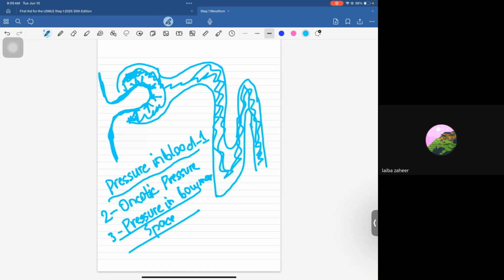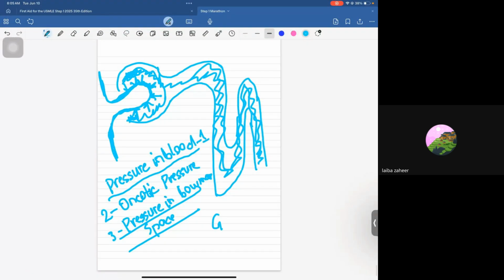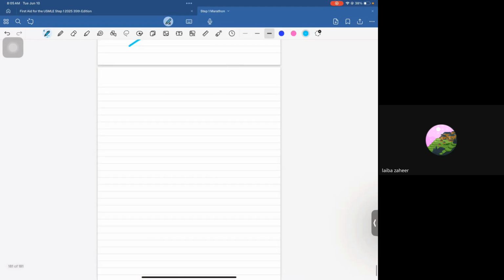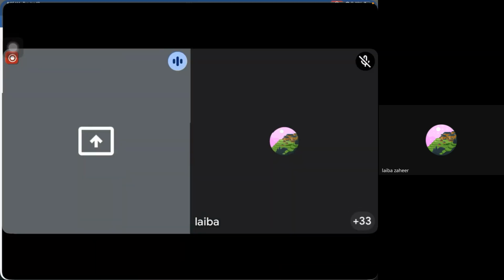And as a result of that, the GFR is going to decrease. Okay. The GFR is going to decrease. So, any questions? Did you get it?